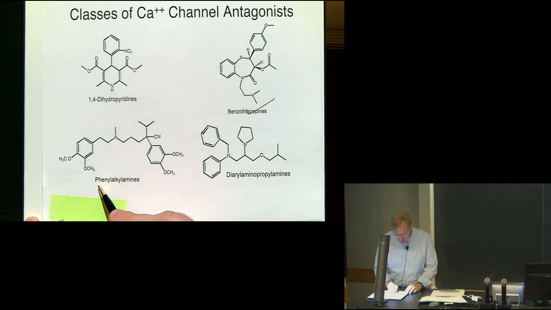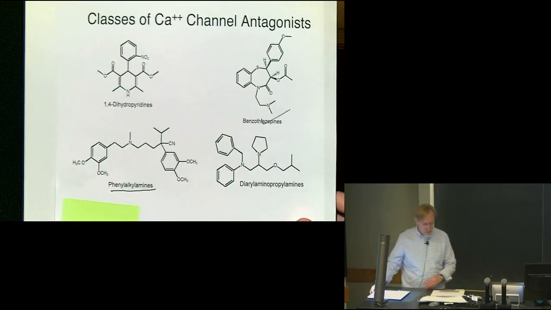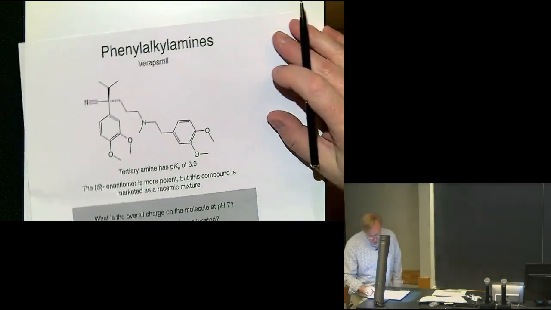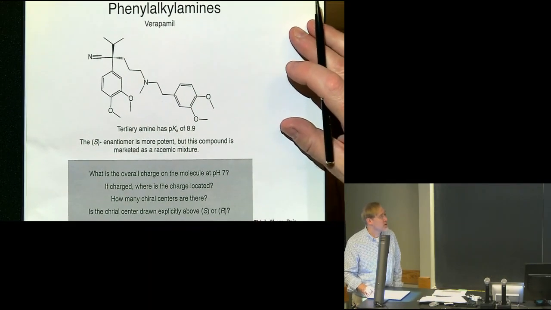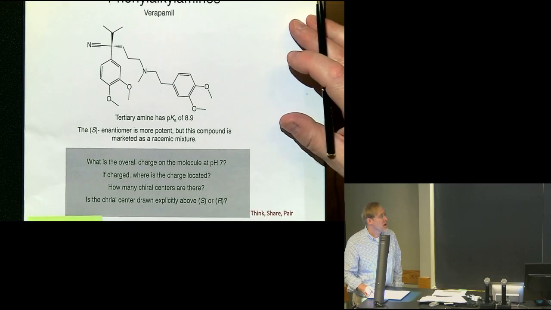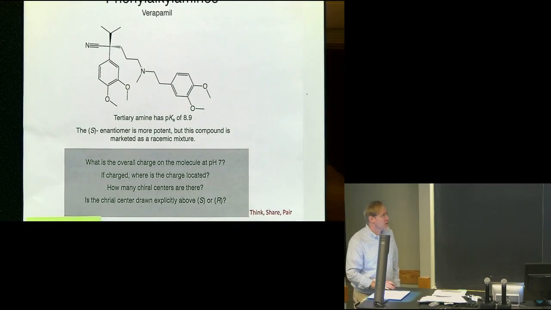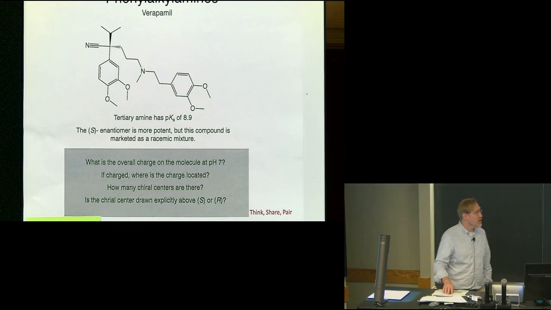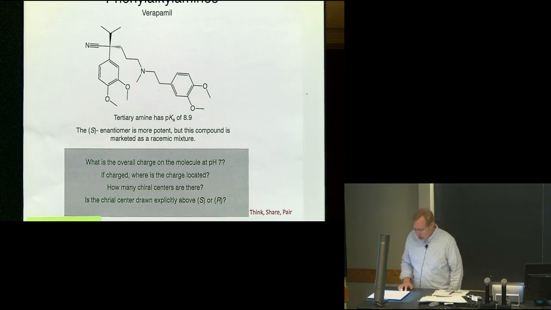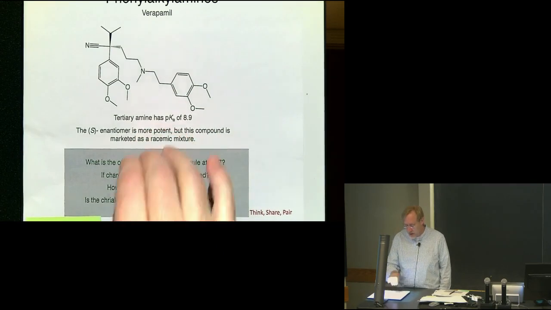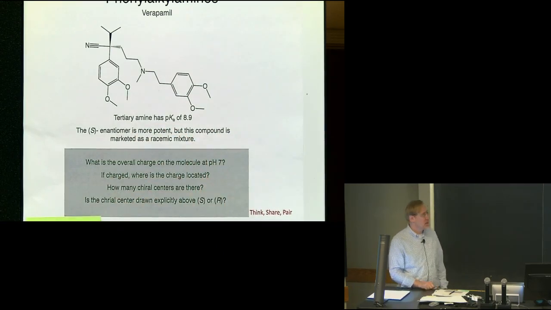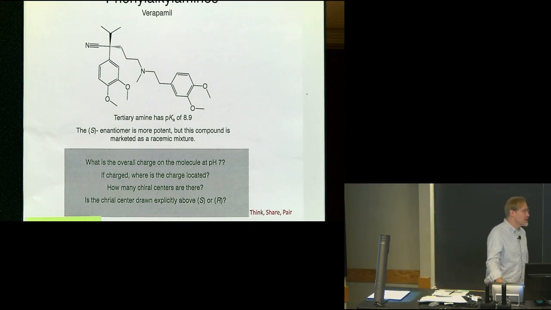Now let's go to these phenylalkylamines. And for this, I'll show the verapamil, which we used in that Powers of 10 introduction. Now might be a good time to take a little mental break and do a think, share, pair. So take a look at this. Here I drew verapamil, gave you some information about it. Why don't you take a minute and see if you can answer the questions to yourself, and you can talk about it with the person next to you, and then we'll come back in class and discuss this.